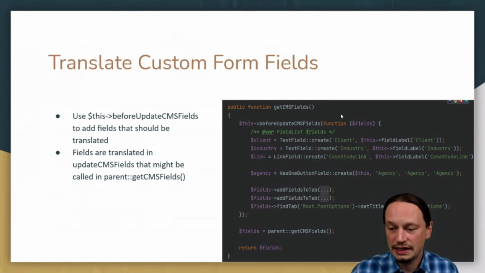If you add your code like this in the beforeUpdateCMSFields method, then these fields can be translated. If you don't call parent getCMSFields, you don't need to use the beforeUpdateCMSFields method.